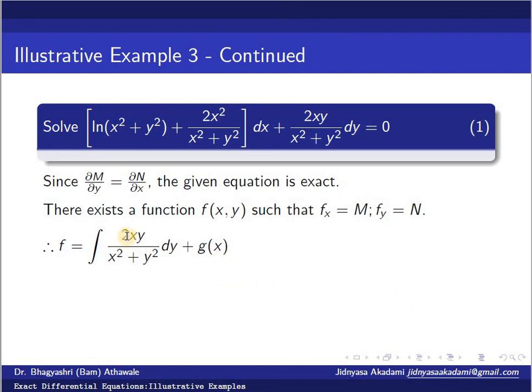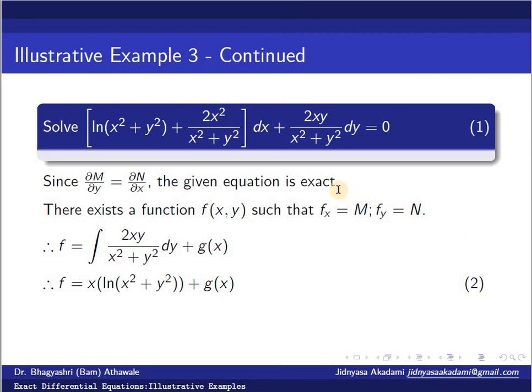So integration of this: the derivative of x² + y² with respect to y is 2y here. So if I take x outside, it is nothing but the derivative of the denominator present in the numerator, and so the integration is ln of the denominator. So it is x times ln(x² + y²) + g(x), that is equation 2.